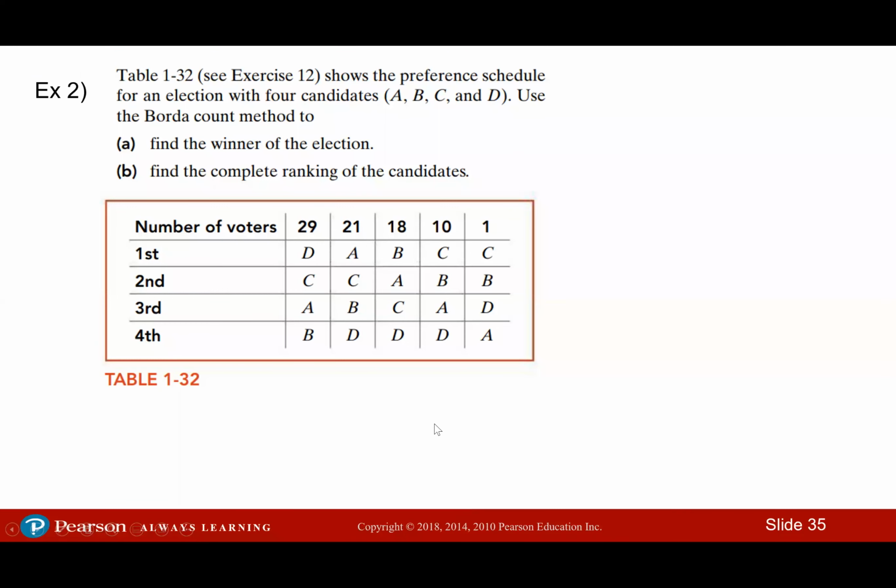So let's go with it here. Exercise on homework. Here it is. It shows the preference schedule for an election of 4 candidates: A, B, C, D. We'll call them Alicia, Boris, Carmen, and David.